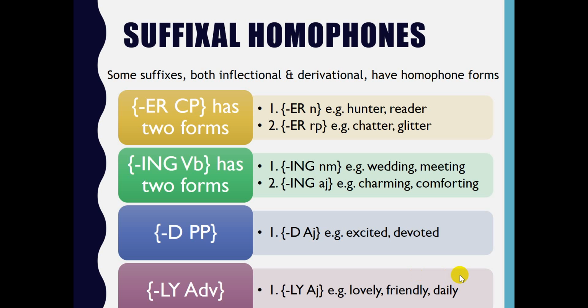Okay, the last one in suffixal homophone is li. Usually we mostly use the suffix li to mark the adverb form. For example, I work daily. But li can also be an adjective. Let me show you the example.